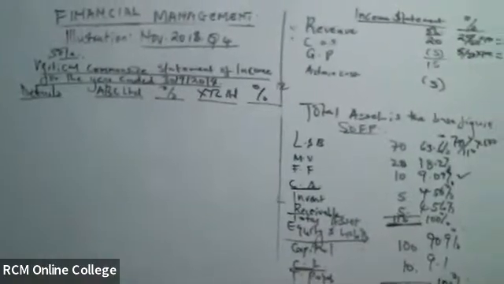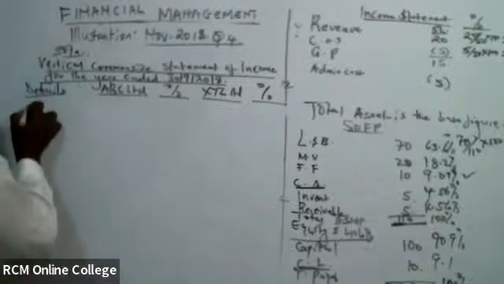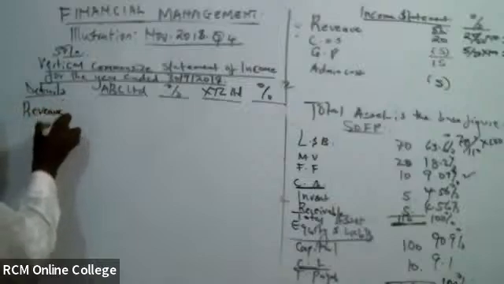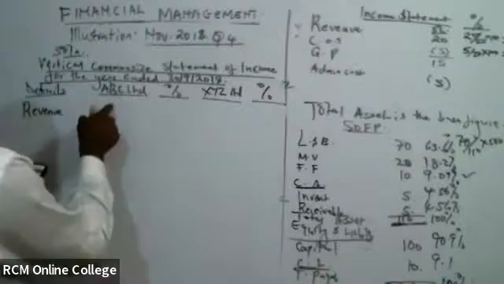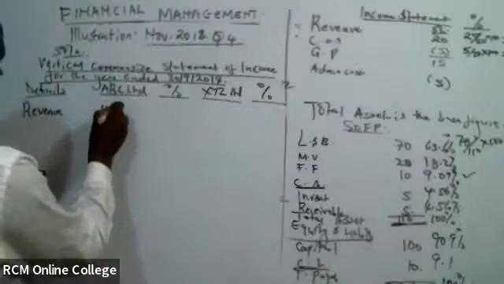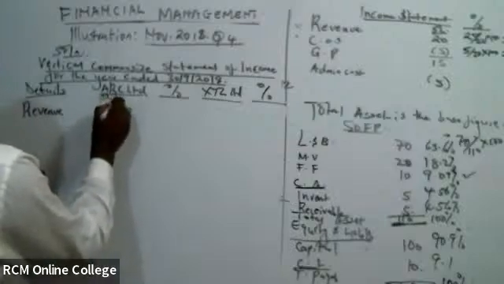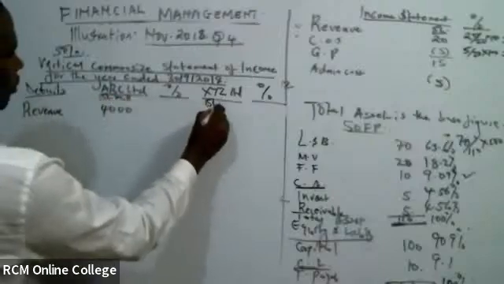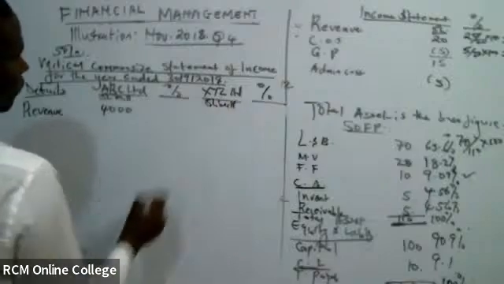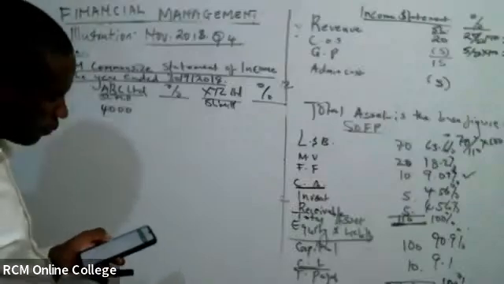With that, you can have the first item, which is revenue, cutting across. The revenue for ABC Limited is 4,000. Of course, our shillings are in million. Shillings are in million, like that.